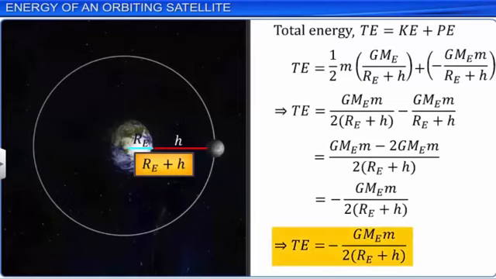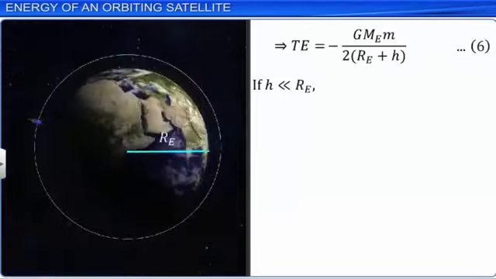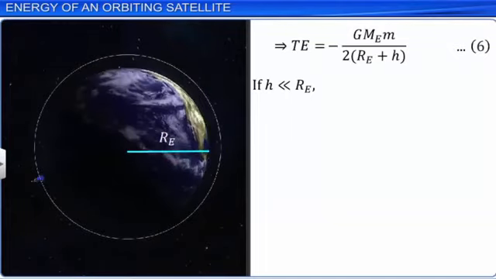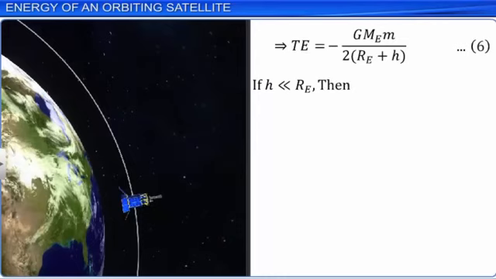Now, let's see what happens if the orbit of a given satellite is close to the surface of the Earth. In this case, the height h of the satellite becomes negligible when compared to the radius of the Earth. Thus, h in equation 6 can be neglected, and you get the expression for total energy of an orbiting satellite as TE is equal to minus GMEM divided by 2RE. Let this be equation 7.